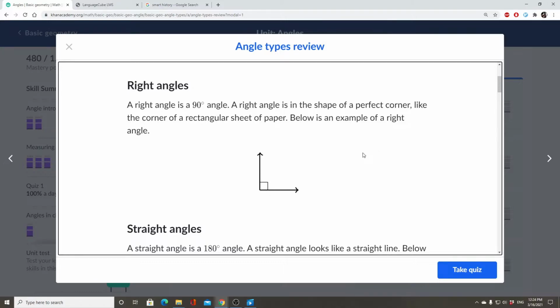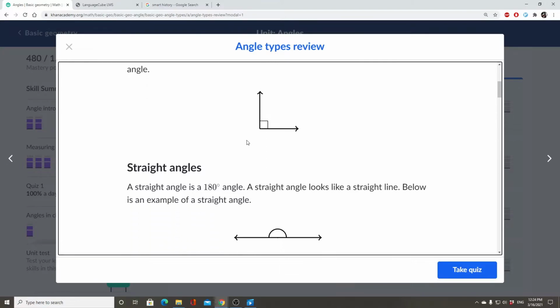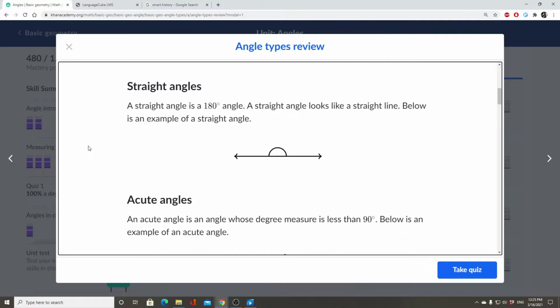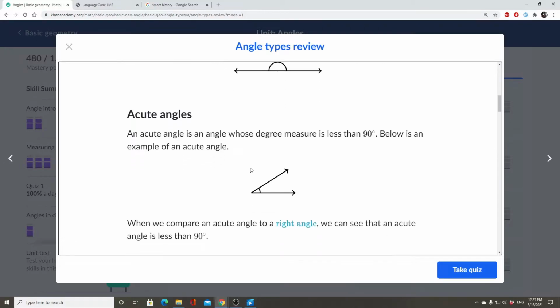Okay. So a right angle is 90 degrees. I think most people know this. A right angle is in the shape of a perfect corner, like the corner of a rectangular sheet of paper. Below is an example of a right angle, so that's cool. Straight angles, 180 degrees. It's just a line, basically. The straight angle is a 180 degree angle. A straight angle looks like a straight line. Below is an example. Yeah, so there it is.